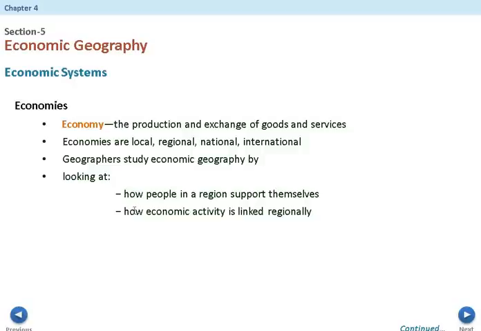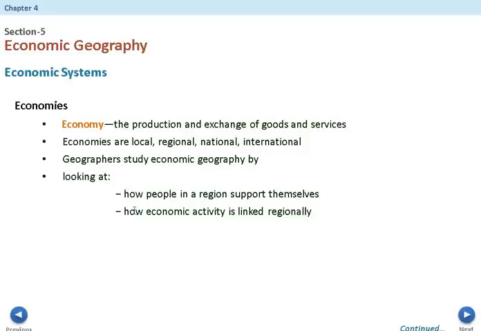Economies can be local, they can be regional, they can be national, and they can be international. Usually when we think about economies, we think about the United States economy, but the Nebraska economy is important. The economy of eastern Nebraska is important, along with Fremont. So different types of economies call for different types of things.